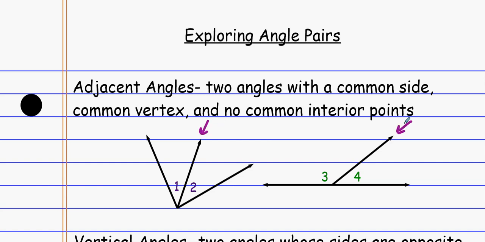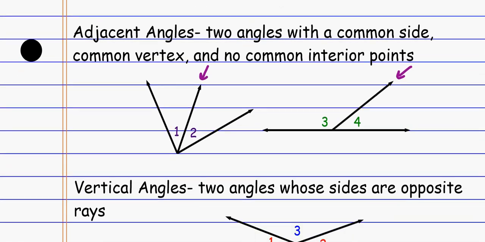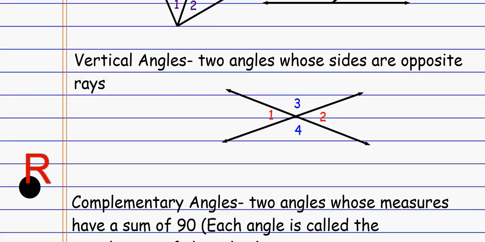Okay. The next type of angles we're going to look at is vertical angles. Vertical angles are two angles whose sides are opposite rays. And the definition is probably the worst way to think about vertical angles. I hate to say that, but vertical angles are basically formed when we have lines that cross. And the vertical angles are the ones that are opposite one another.